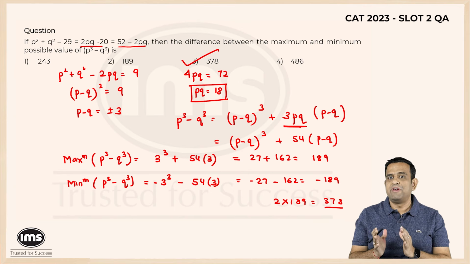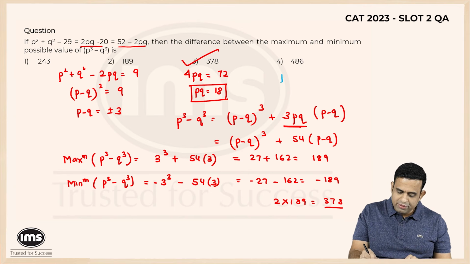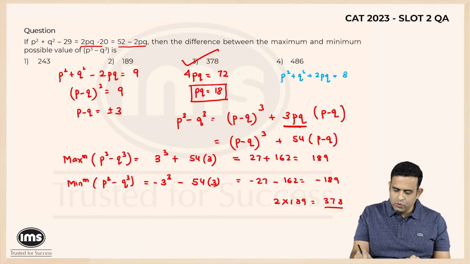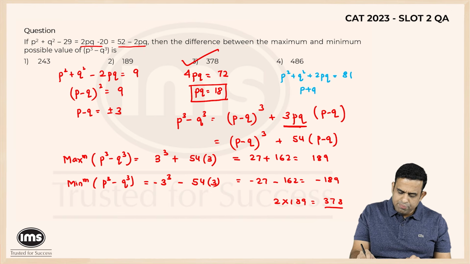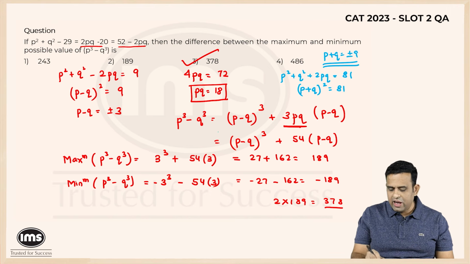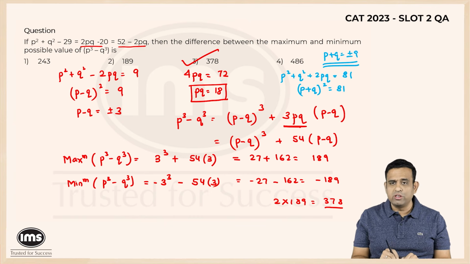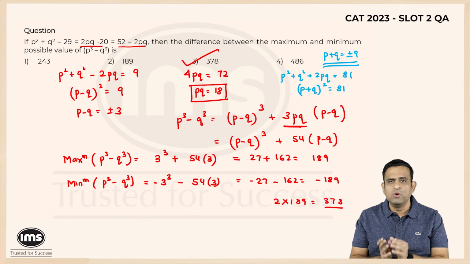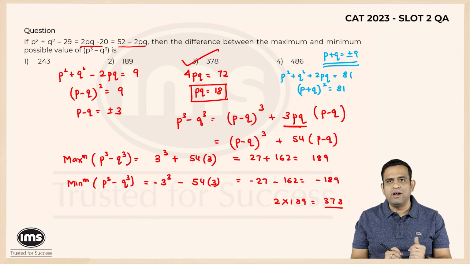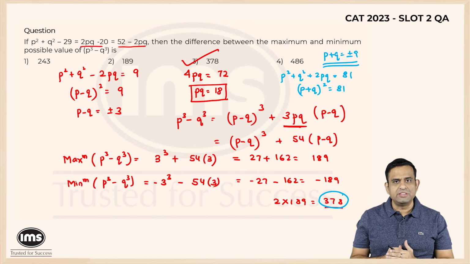Now please note that if someone has taken the first term and the third term, you will possibly get p square plus q square plus 2pq, and that will be equal to 52 plus 29, giving you 81. So one will get p plus q whole square to be equal to 81, and that will give you p plus q to be equal to plus or minus 9 over here. Please note that p plus q doesn't decide the value of p cube minus q cube, because that depends on p minus q and p into q. P into q is unique, but the value of p minus q can take two values and hence lead to maximum and minimum. And we got the answer to be equal to 378.